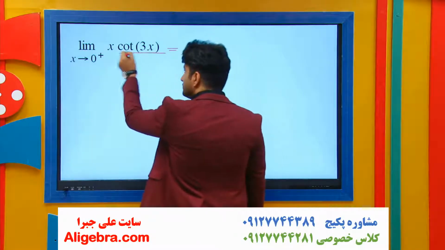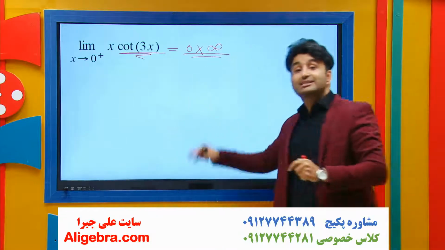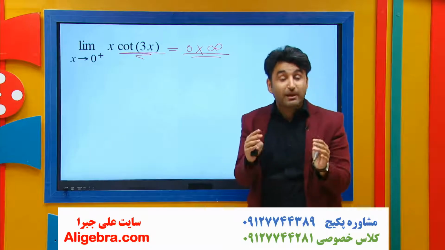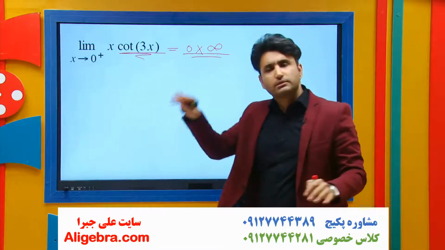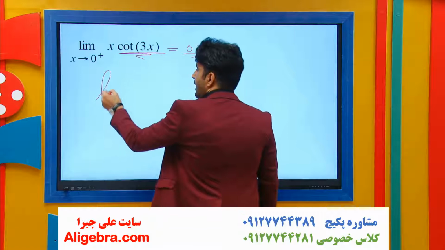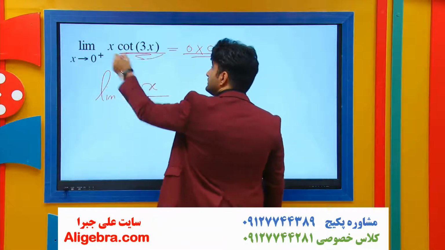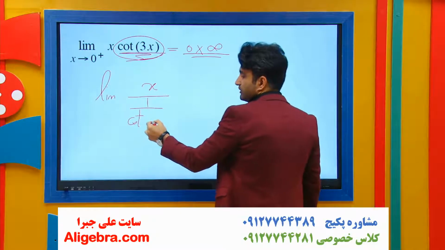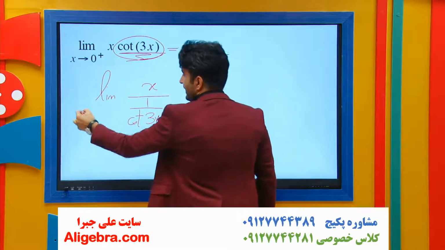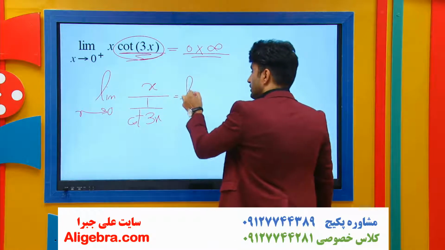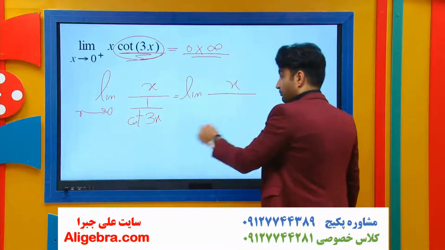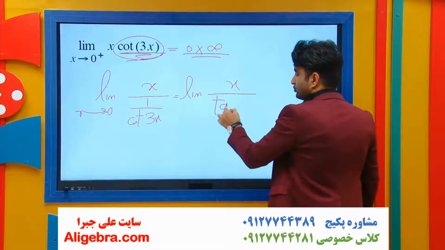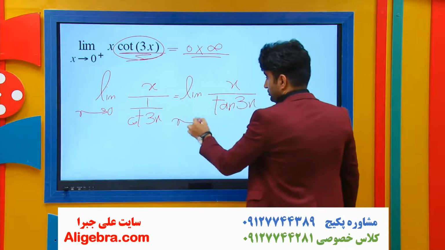If you have a cotangent or tangent, take it to the denominator of the denominator and keep the term without trig on top. So I have lim x on top. Take cotangent to the denominator of the denominator, which gives me cotangent 3x as x approaches 0. So I have lim x divided by 1 over cotangent, which gives me tangent 3x as x approaches 0.